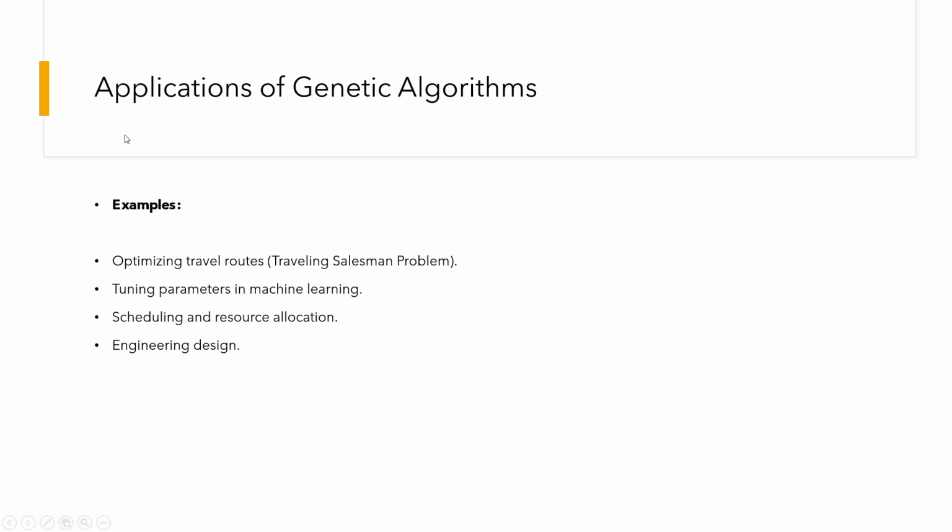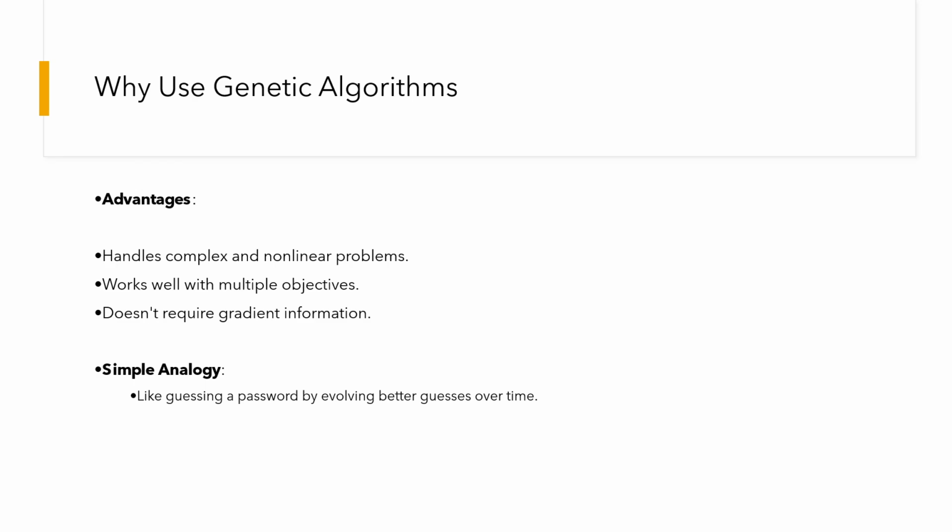For the application of this genetic algorithm, we have multiple applications, for example, optimizing travel routes, tuning parameters in machine learning, for example for the PID control, scheduling and resource allocation, and engineering design. So there are multiple fields where we can apply this genetic algorithm based on our specification.